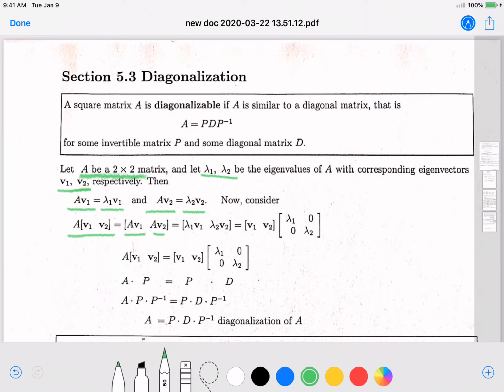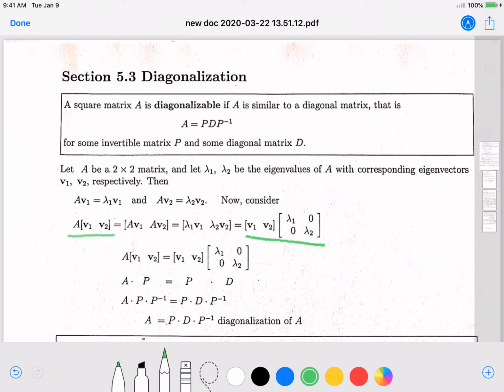And A times v1 is nothing else but lambda 1 v1, right? So we substitute this for A v1 and the other one for A v2. That's what I'm getting right here. Now, if I factor or rearrange this, I'm going to get this form. If you multiply row times column, we're going to get what we had before. So that operation is equivalent.